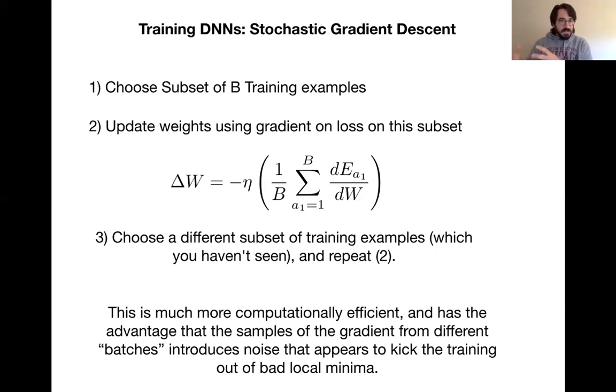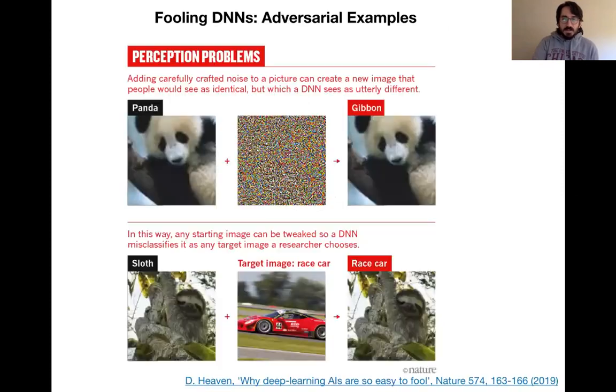And this means that at each step, you're just getting some kind of estimate of the full gradient, but it might be noisy. So it might be a little larger or smaller, or maybe in the opposite direction from the actual gradient. And this kind of noise is what appears to help kick you out of bad local minima. And it's also extremely efficient. So these are the essential ingredients for stochastic gradient descent. That's training.